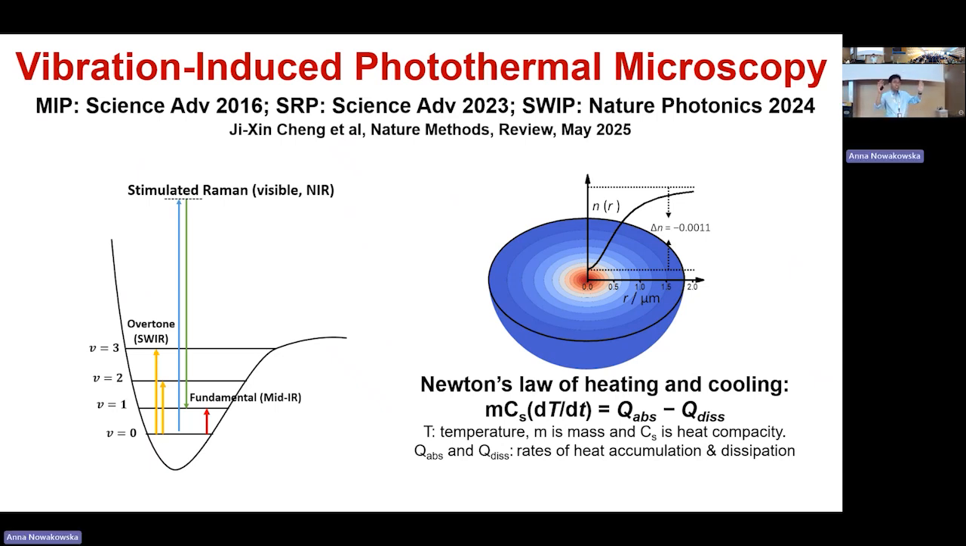So because of this time dynamics difference, the heat will accumulate at the center of focus. So this will raise the temperature, change the local refractive index, or cause thermal expansion of a nanoparticle. And all this photothermal effect can be measured by a visible beam with extremely high sensitivity to a single molecule level. So that's why this technique is extremely sensitive for chemical bond imaging.